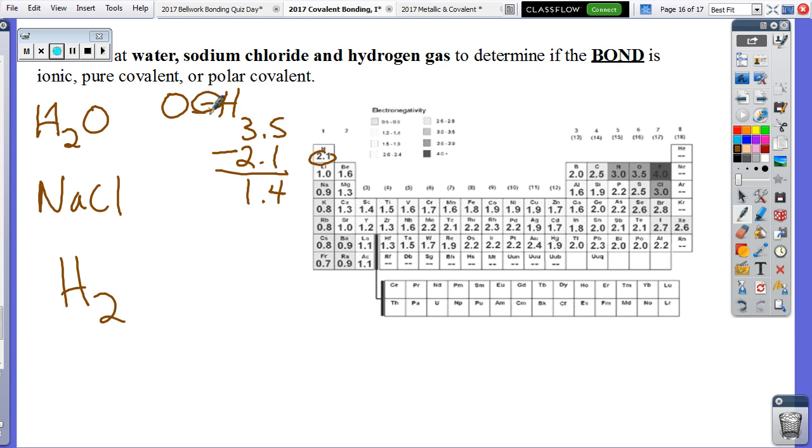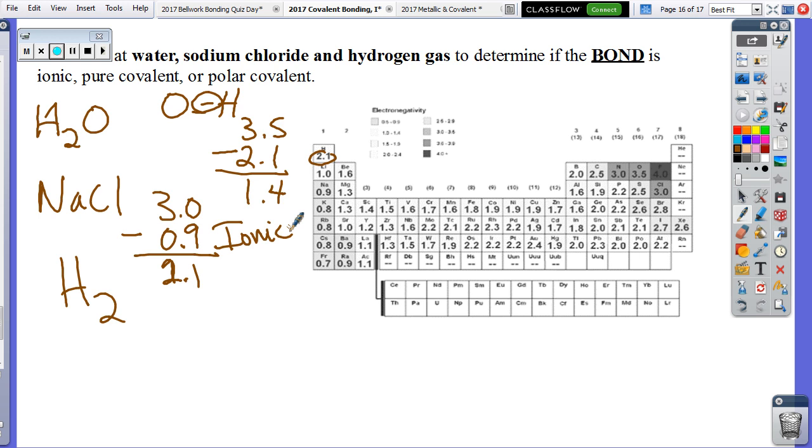Sodium chloride, I kind of already know because it's a metal and a non-metal that this is going to be an ionic bond, but here's why. Chlorine's electronegativity value is 3, and sodium's is 0.9. When I subtract them, that is a difference of 2.1, and that is greater than 1.7 from our little reference scale, so that is an ionic bond.